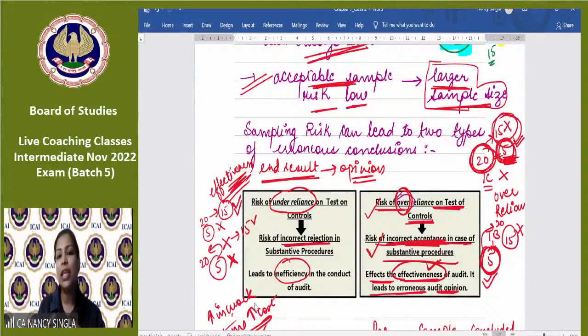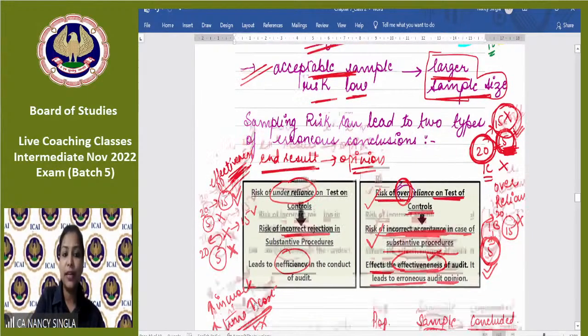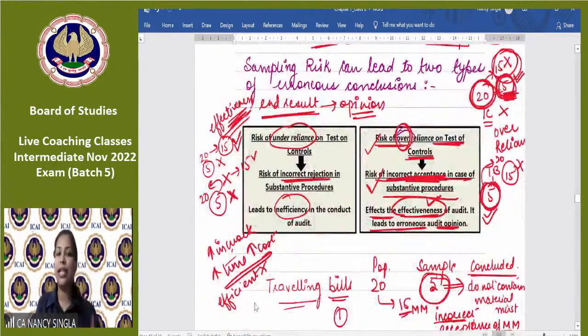There can be two types of erroneous conclusion. Risk of under reliance on test of controls: you are not relying on internal control, though they are good. Risk of incorrect rejection in substantive procedure: you are not accepting the financial statements on which you have done substantive procedure. You are doing more and more checking, so it leads to inefficiency. Effectiveness पे तो impact नहीं आएगा ना, because opinion तो correct होएगा, ज़्यादा से ज़्यादा detailed checking हो जाएगी.